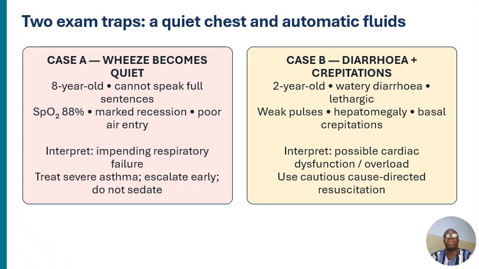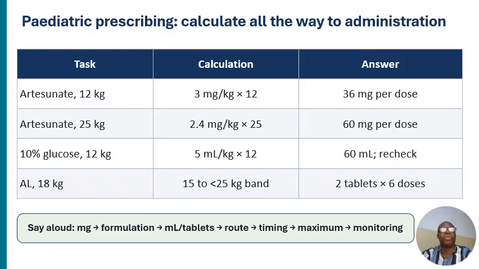These signs suggest possible cardiac dysfunction or fluid overload. So stabilize the child following the ABCDE framework. Check for glucose, obtain intravenous access, and then call for senior help. And use cautious directed resuscitation with repeated lungs examination, liver and perfusion assessment. Avoiding those traps requires prescription that remains accurate all the way to administration.